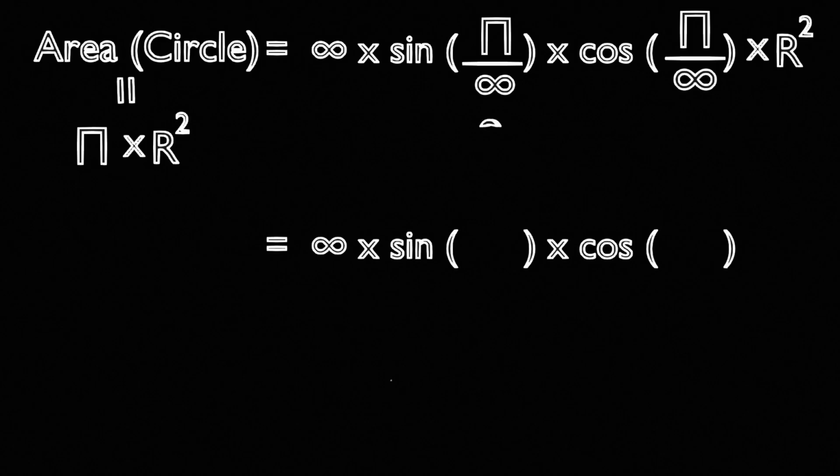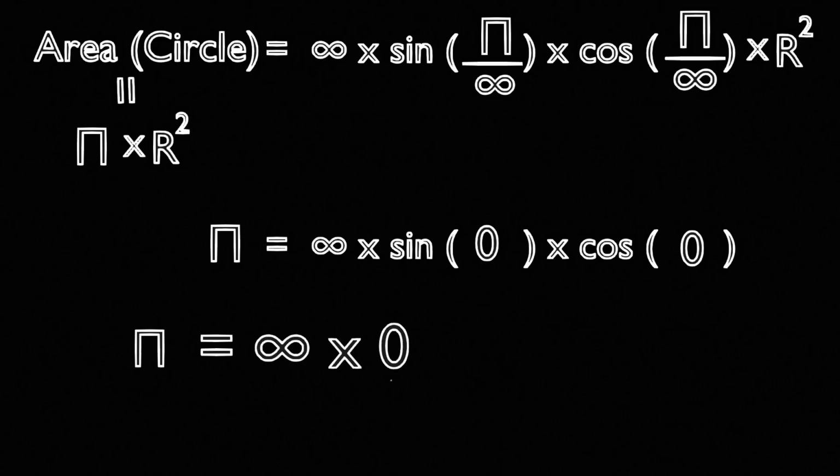So infinity times sine of pi over infinity times cosine of pi over infinity must be equal to pi, because the area of the circle is equal to pi times R squared. That is, pi equals infinity times sine of pi over infinity times cosine of pi over infinity. Pi over infinity equals 0. Pi must be equal to infinity times sine of 0 times cosine of 0. Sine of 0 equals 0 and cosine of 0 equals 1. Finally, pi equals infinity times 0. And as one knows, that is an indeterminate form.